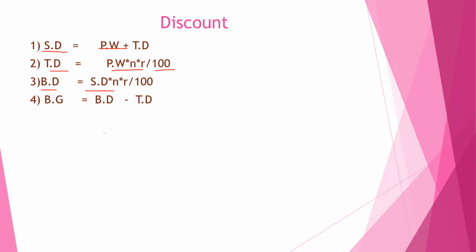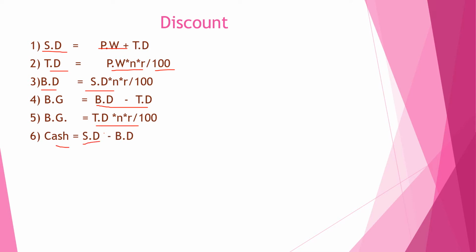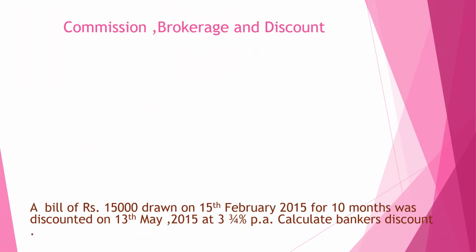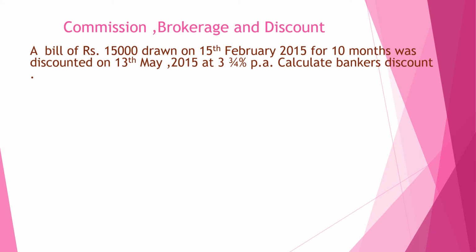Bankers gain, what the banker is gaining out from the business, what is his profit? So bankers discount minus trade discount will be the bankers gain. Even it can be said that bankers gain is equal to trade discount into N into R divided by 100. Cash value is sum due minus bankers discount. Sum due में से हम लोग जितना भी bankers discount है minus करके. So this was the basic concepts which we saw. We'll be starting with the word problem part over here.